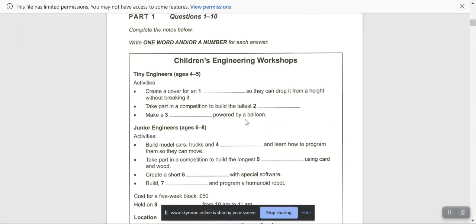What sorts of activities do they do? All sorts. For example, they work together to design a special cover that goes round an egg, so that when it's inside, they can drop it from a height and it doesn't break. Well, sometimes it does break, but that's part of the fun.